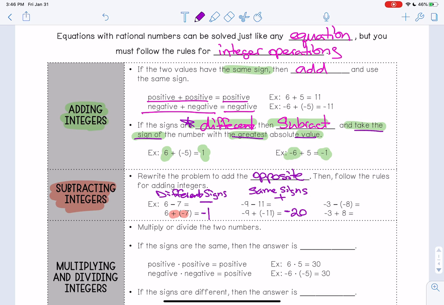In the last example, we have negative 3 minus a negative 8. So if we add the opposite, that ends up being a negative 3 plus a positive 8. They are different signs, okay? The 3 is a negative, the 8's a positive, so that means we're going to subtract. So 8 minus 3 is 5. 8 is bigger than 3, and 8 is positive, so it's going to be a positive 5. Okay?